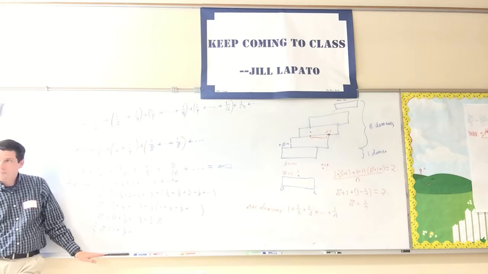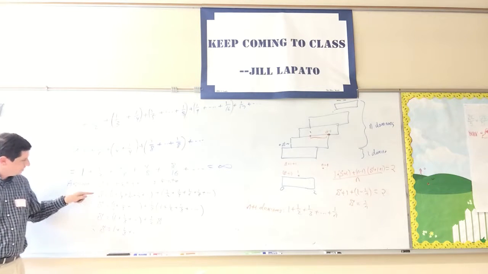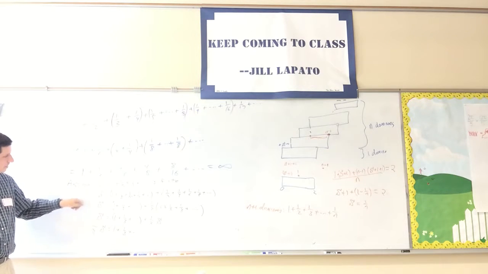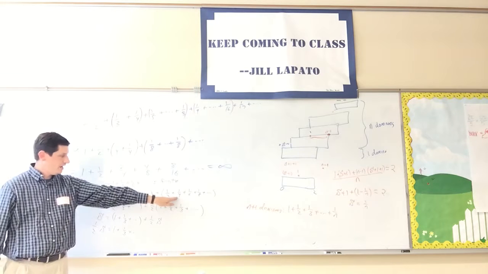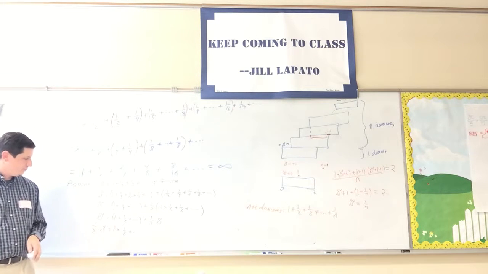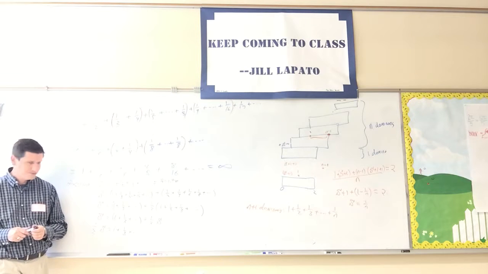Can the top two not be equal? I'm sorry? On the second row, those two parts are not equal? Well, that's a good observation. If this is equal to a half S, then this would have to be equal to a half S. But how can they be? The first one seems a lot bigger.